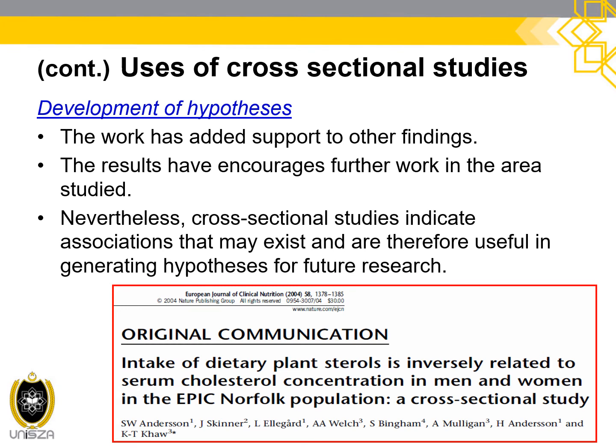The example in this slide is a paper published on intake of dietary plant sterols is inversely related to serum cholesterol concentration in men and women in an EPIC Norfolk population, a cross-sectional study. So in this study, a hypothesis is developed and tested whether there is an inverse association between plant sterol and serum cholesterol among a population in EPIC Norfolk.